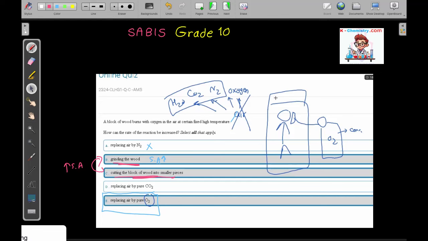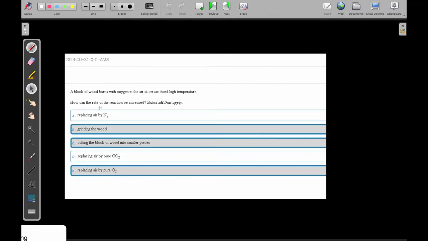Simple, like in the hospital, the patient is on the bed, they don't give him air in that cylinder. They give him oxygen because he needs the oxygen, so the concentration of oxygen increases. The carbon dioxide does not do that. You don't need carbon dioxide to burn. On the opposite, it extinguishes the fire, so carbon dioxide in extinguishers is used to put out the fire. And nitrogen is an inert gas which does not do anything good or bad. So grinding the wood and cutting the block of wood and replacing air by pure oxygen is the correct answer.